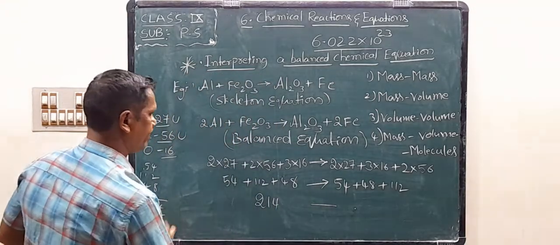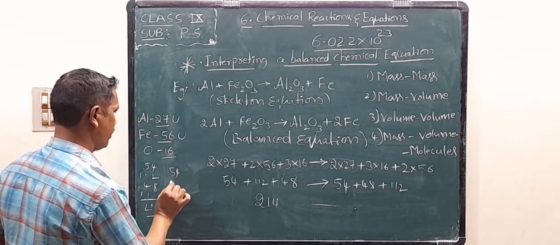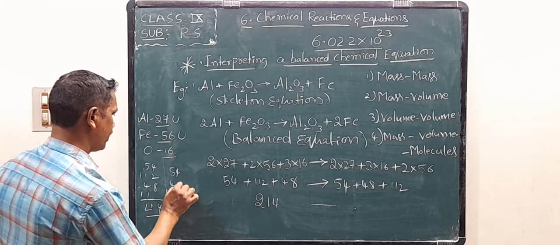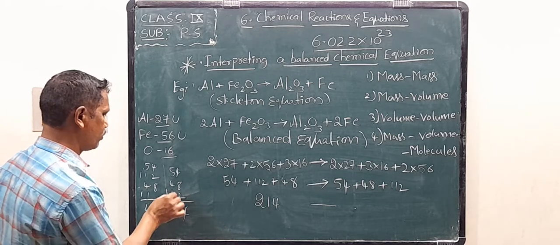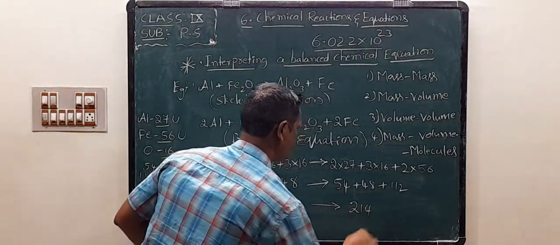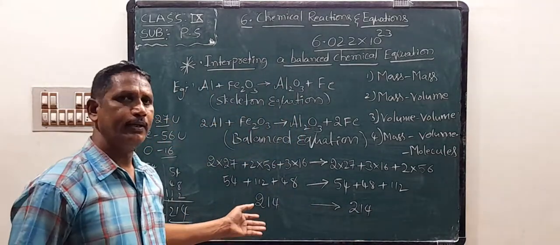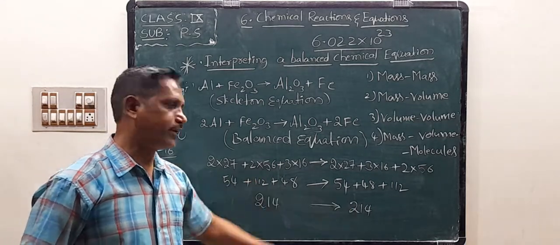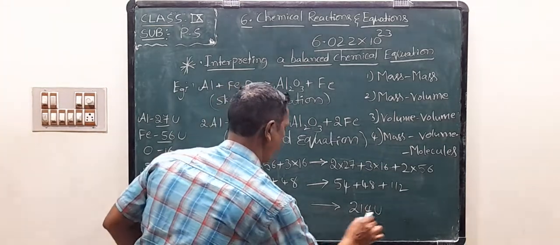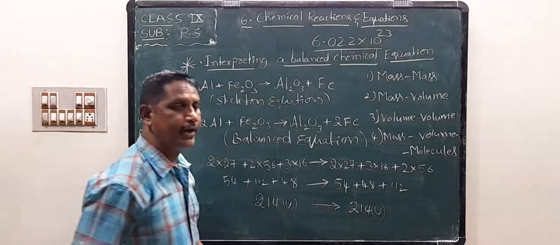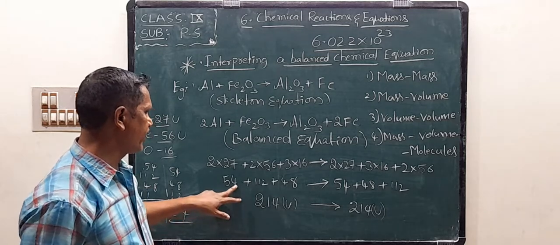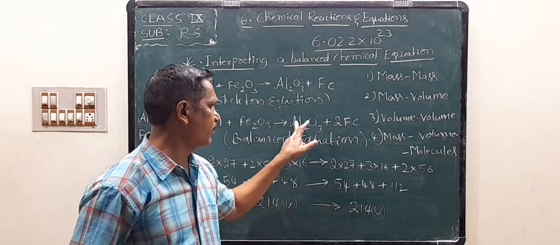On the product side, 54 plus 48 plus 112 is also 214. So the mass of reactants before the chemical reaction and the mass of products after the chemical reaction are both the same, in unified mass U. Here there are 54 grams of aluminum, and here also 54 grams of aluminum.